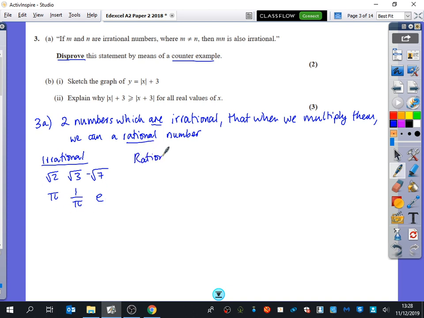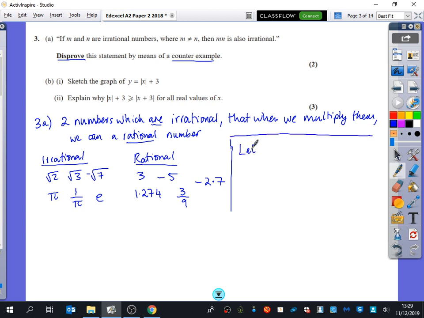Here are some examples of some rational numbers. 3, minus 5, 1.274, 3 over 9, minus 2.7. Rational numbers can be written as a fraction. Irrational numbers cannot be written as a fraction where the numerator and denominator are integers. Okay, so there's our bit of background knowledge for that bit. We're now actually going to find two numbers here.